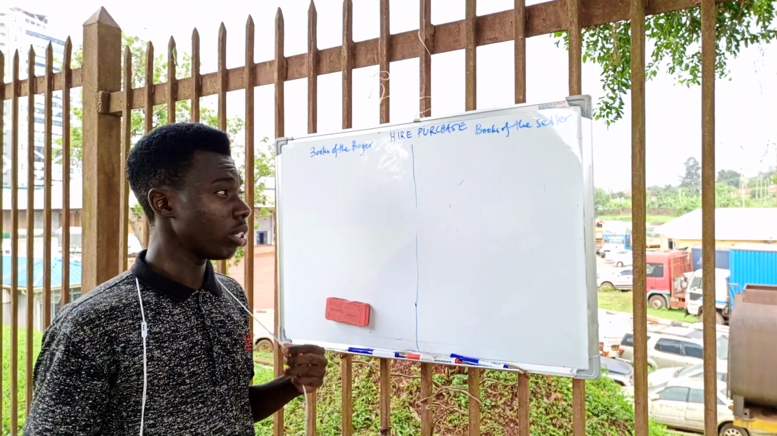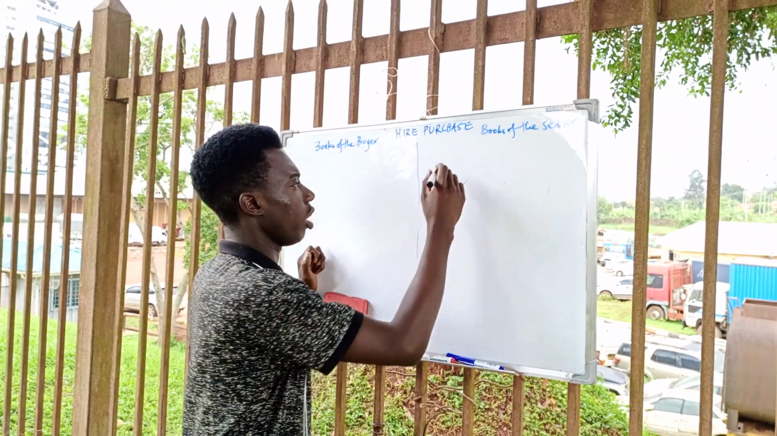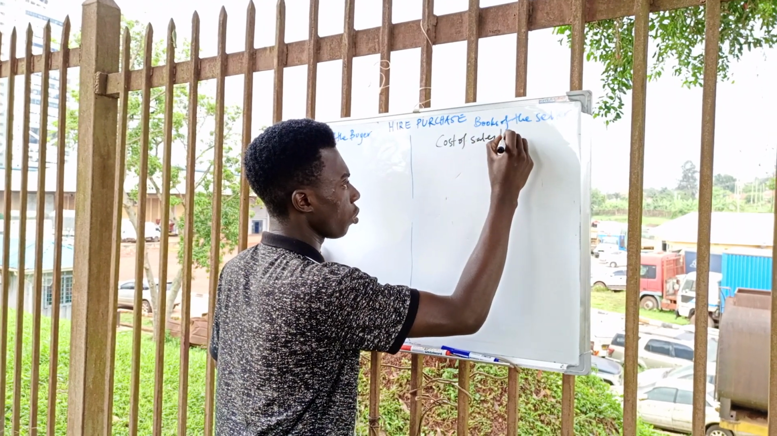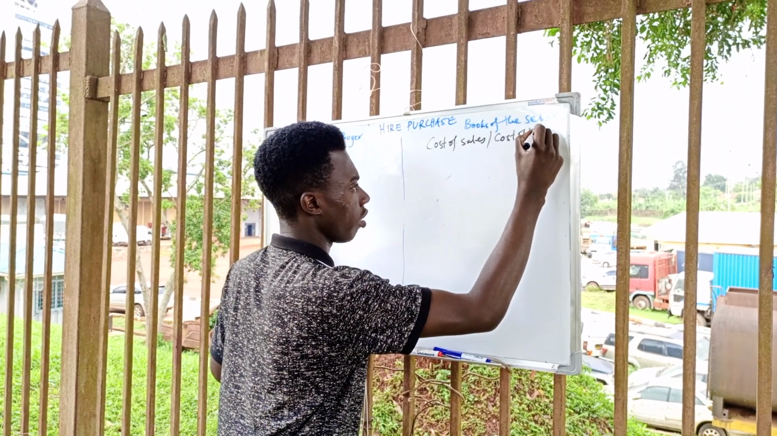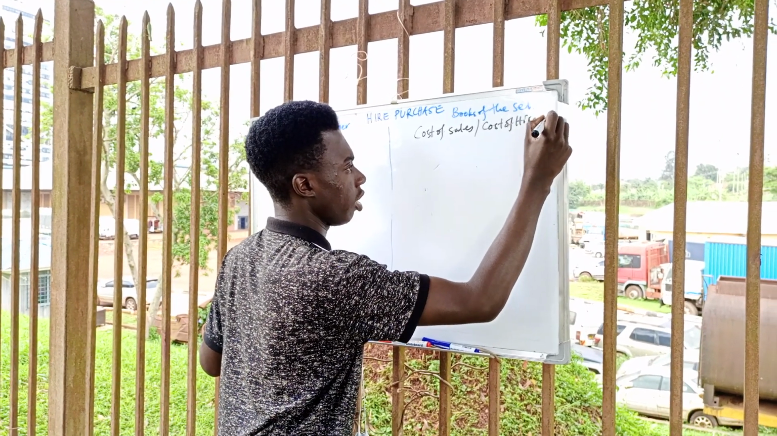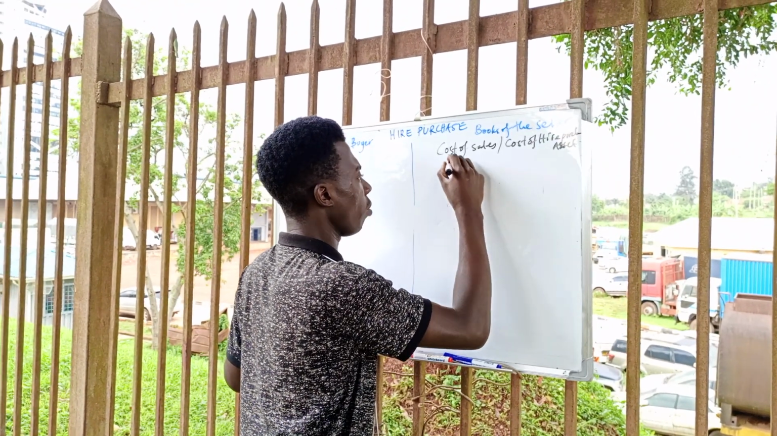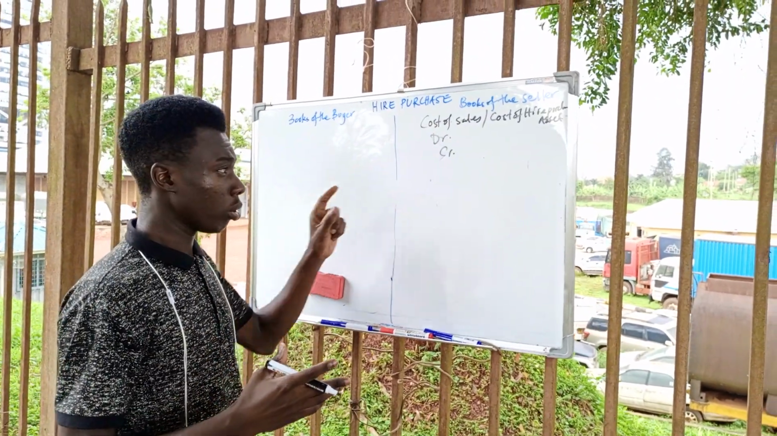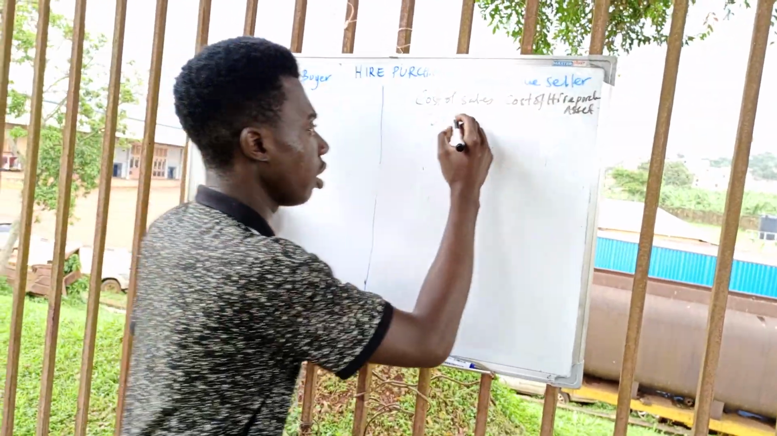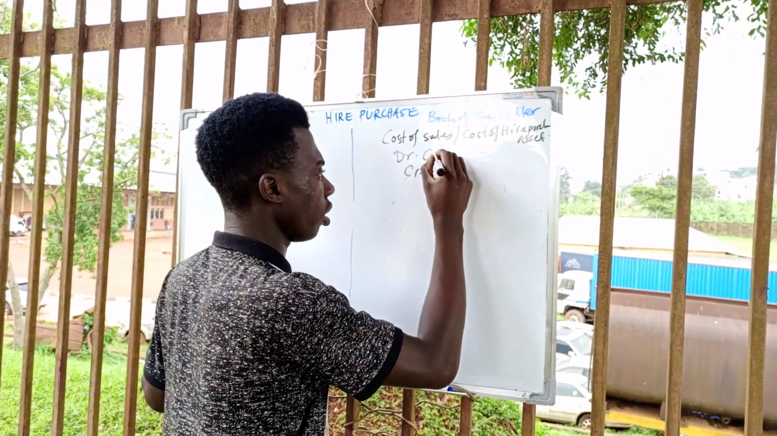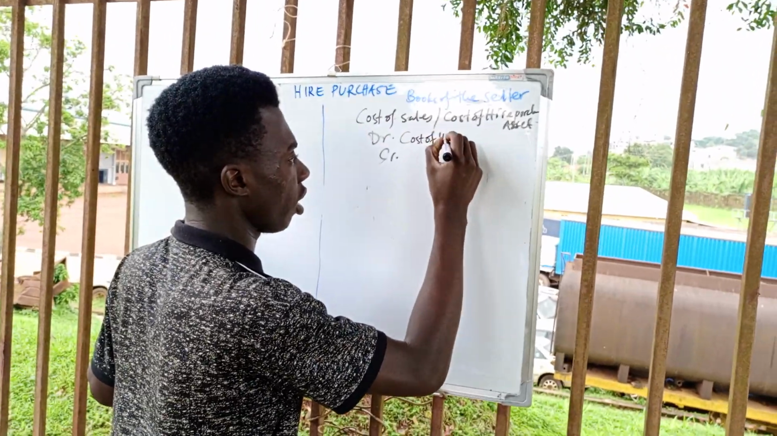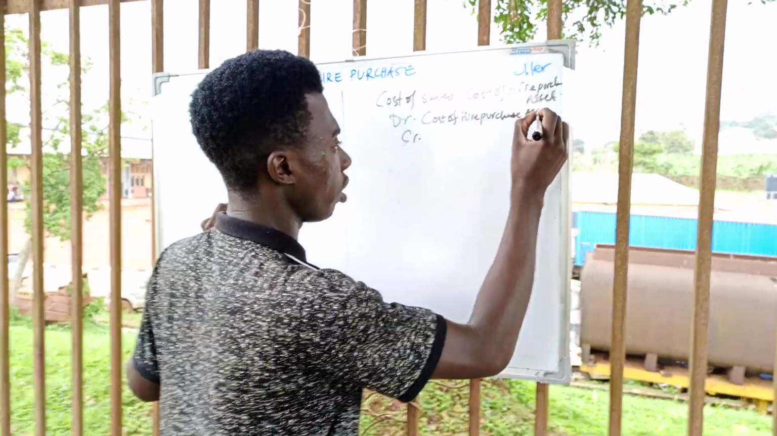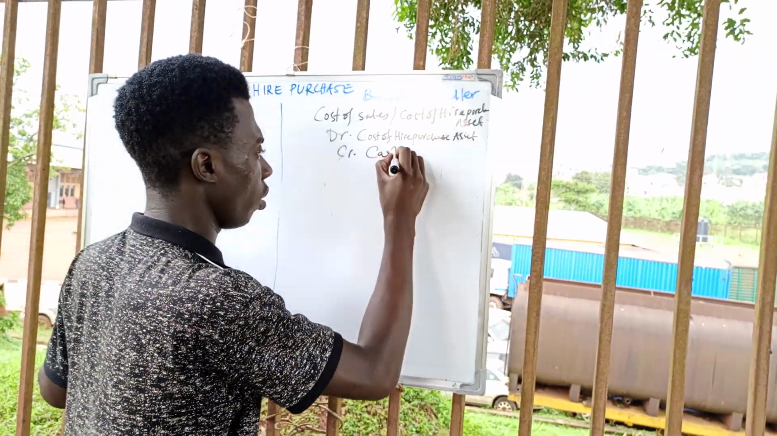Then the accounting entries, of course. If you look at the books of the seller, we have the cost of sales, or cost of hire purchase asset. Of course, the double entry is that initially this seller must have bought that asset. So you are supposed to recognize the double entry as debit cost of sales or cost of hire purchase asset account. Then you credit his cash or bank account.